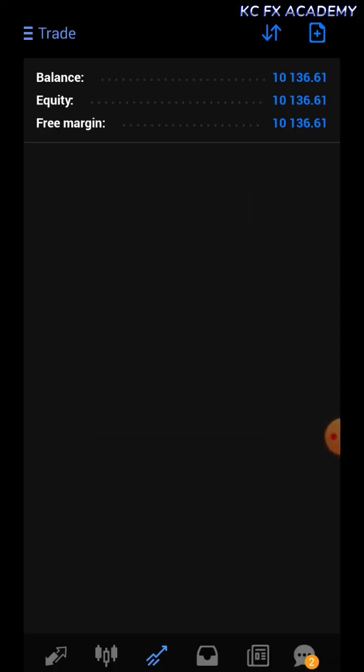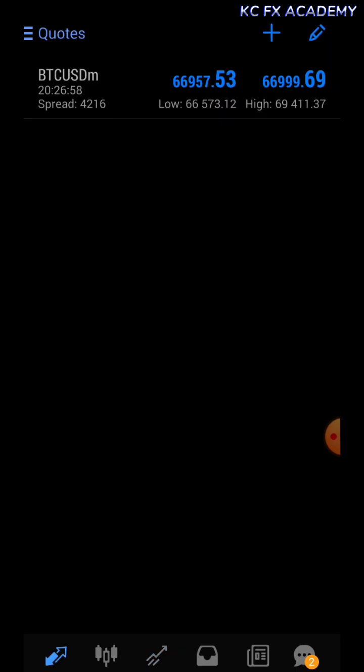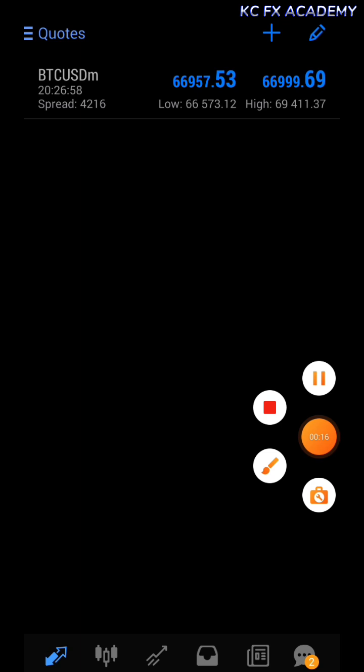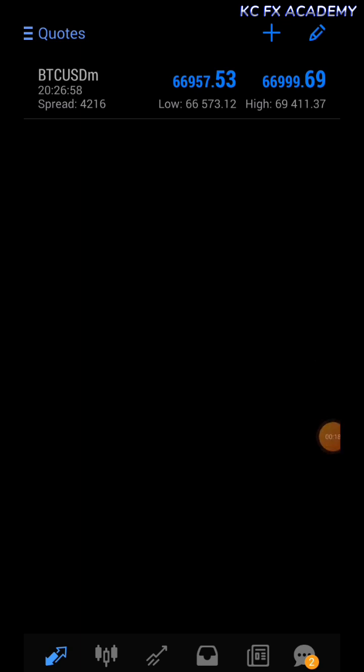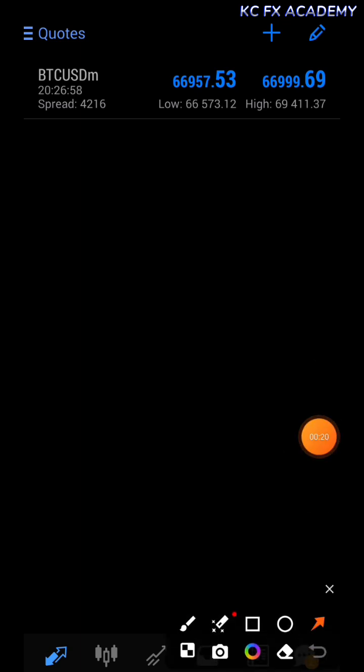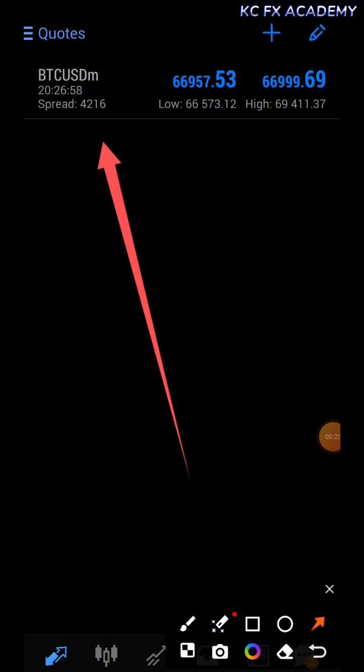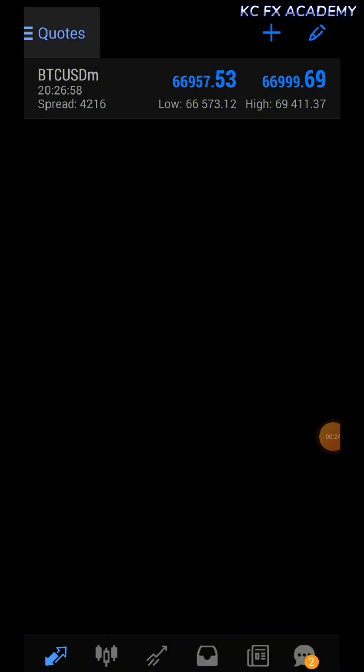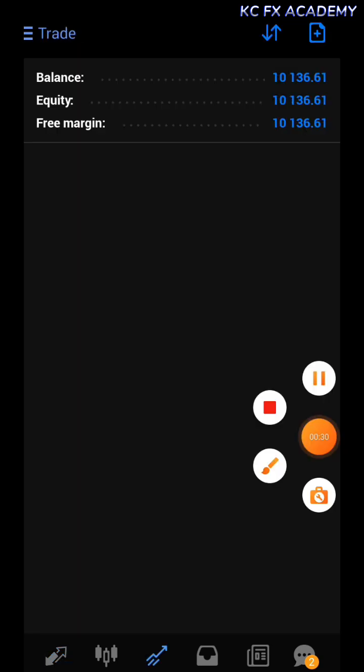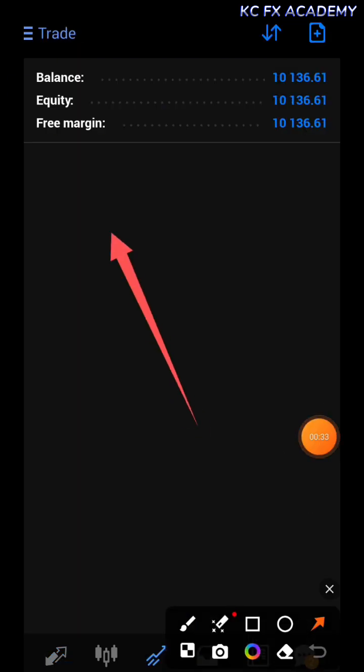So guys, this is my MT4 interface. When you go here, this is what you'll be seeing. This is the currency pair I have here, BTC USD. Now for me to locate the margin, the free margin, the equity, and other things, let's go here. Now you see I have what we call here the free margin.